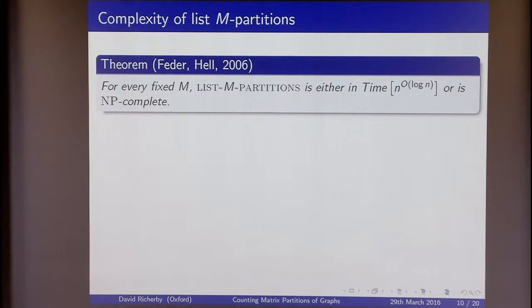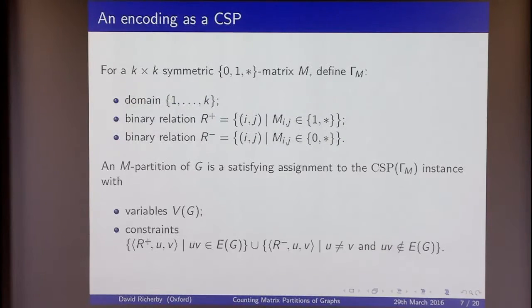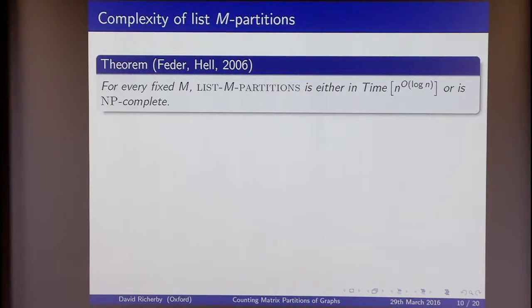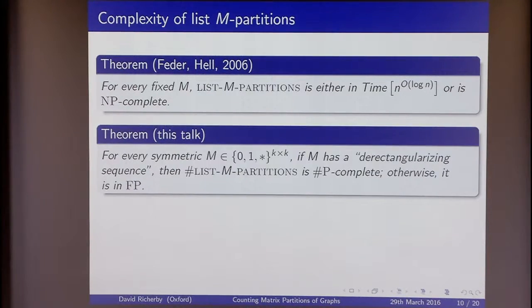So, what's known? This is the decision version of the problem. For any fixed matrix M, again, a symmetric 0, 1, star matrix, the complexity of deciding if there exists at least one list matrix partition is quasi-polynomial or NP-complete, depending on the precise structure of the matrix. The formulation here is actually done in terms of a CSP that looks very much like this one. Okay. And what I'm going to talk about is counting these partitions.